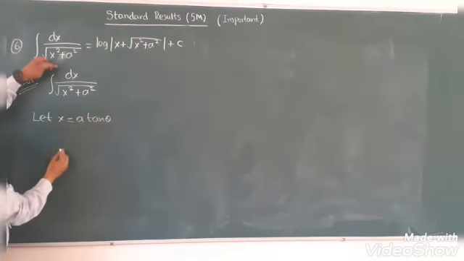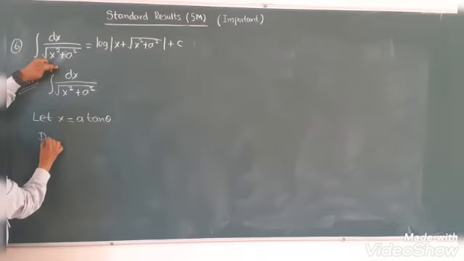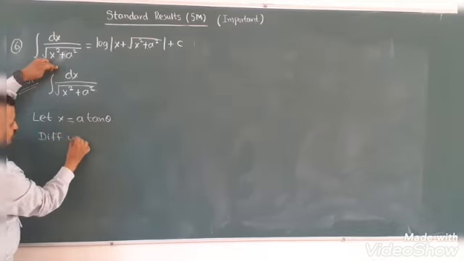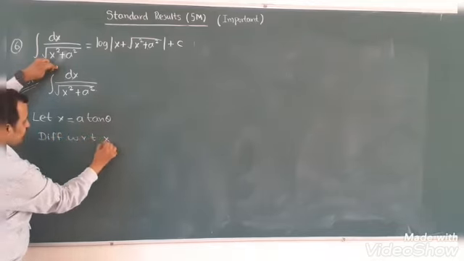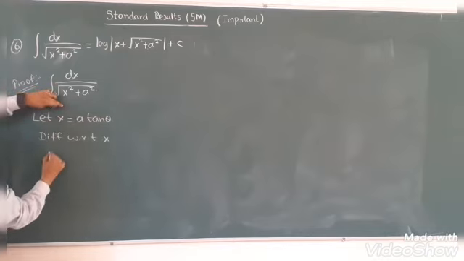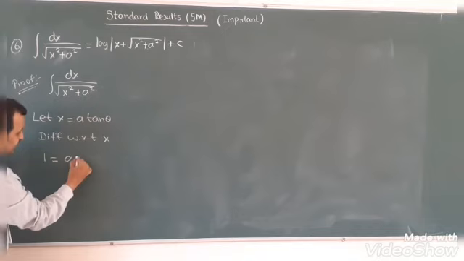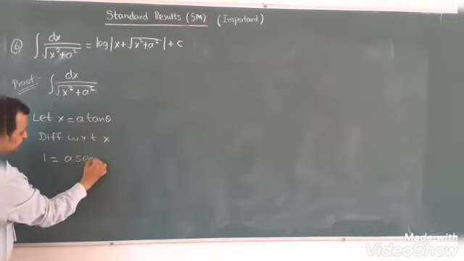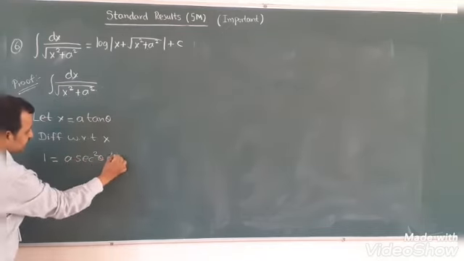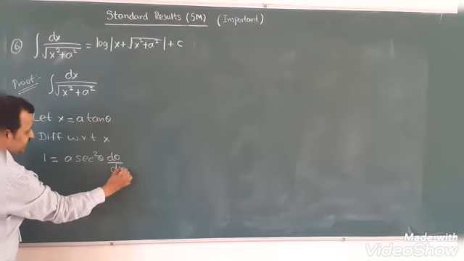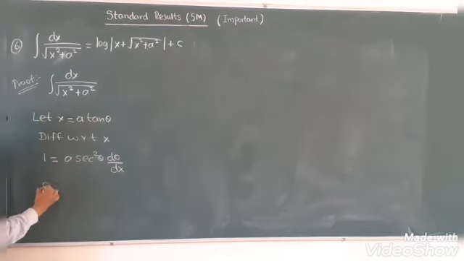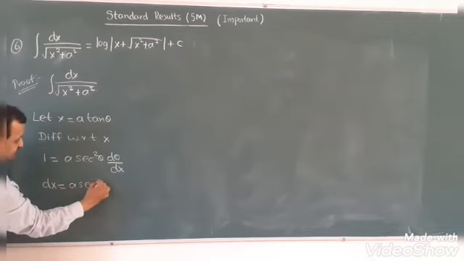Now dx means differentiate. So here I can say differentiate both sides with respect to x. So differentiation of x is 1, equal to a times differentiation of tan theta. It is secant square theta, and here I can say d theta by dx. Cross multiply, dx is equal to a secant square theta d theta.